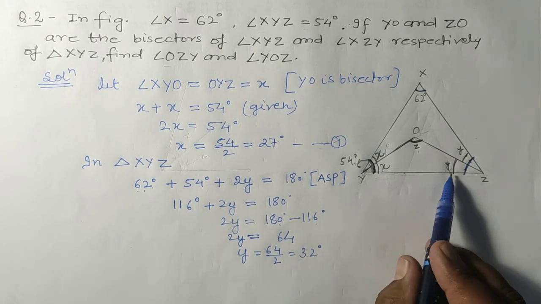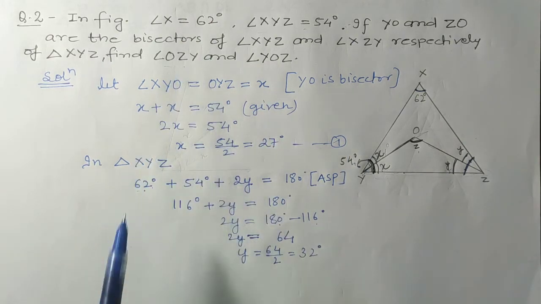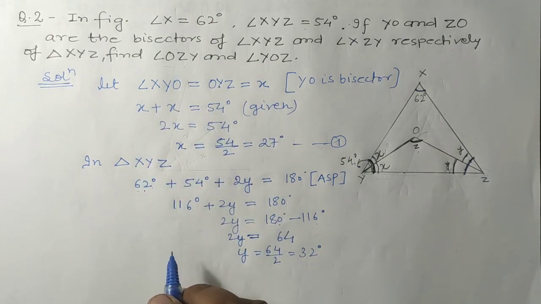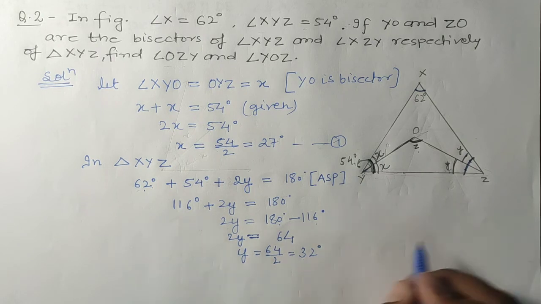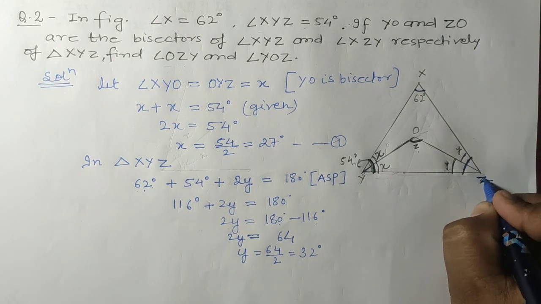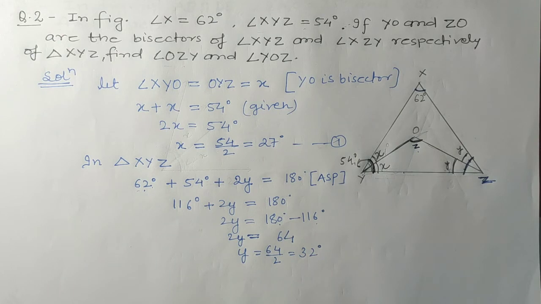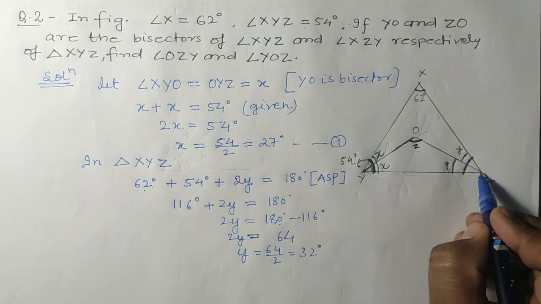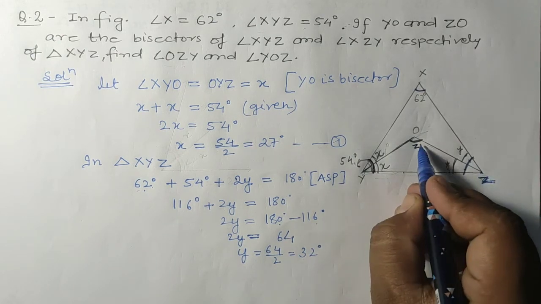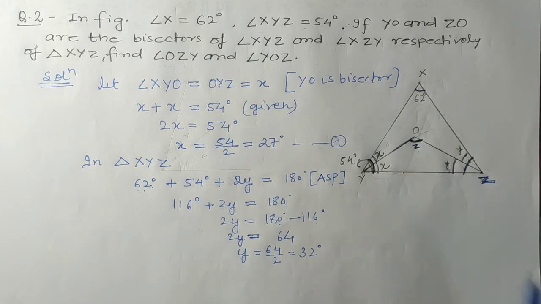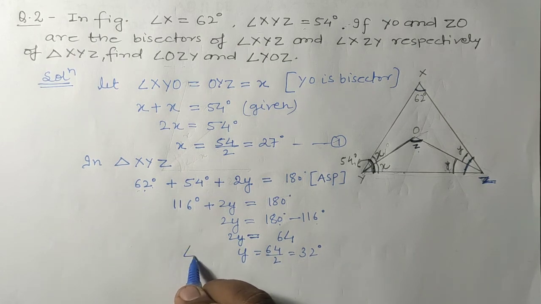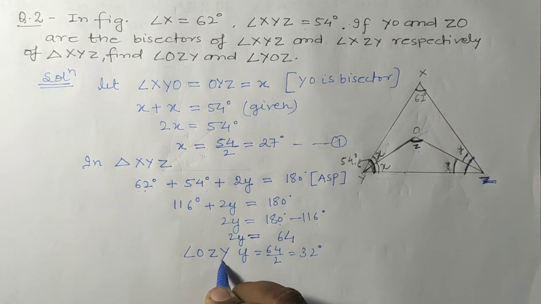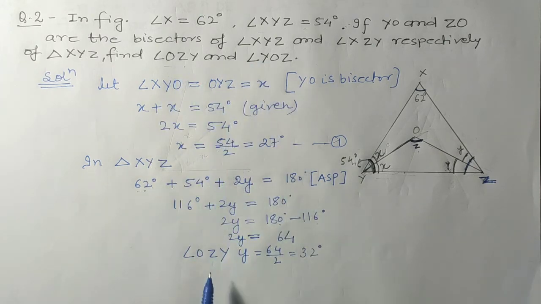Okay, so what is y basically? y is angle OZY. See, this is capital Z and this is a small z. This is a point, so it is a capital Z, and this is an angle, and we have let it as a small z. So y is angle OZY. In these two, one value we have found, that it is 32 degrees.